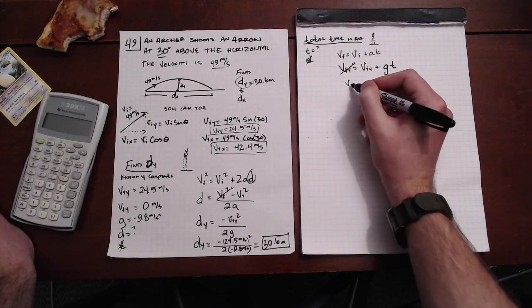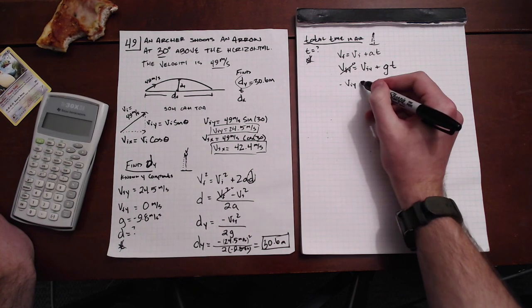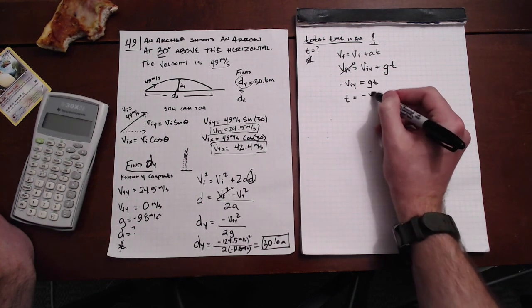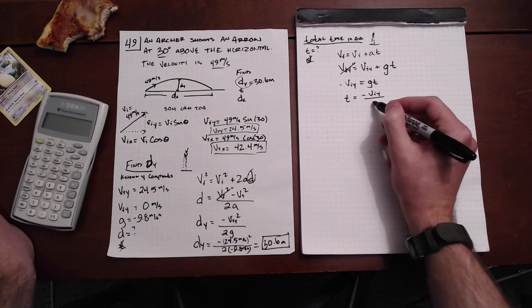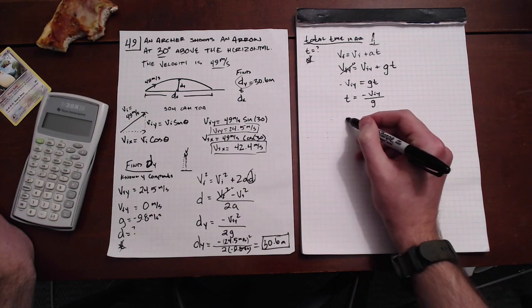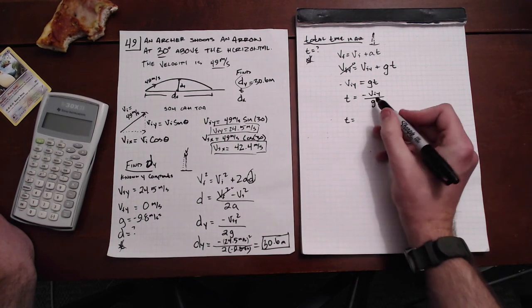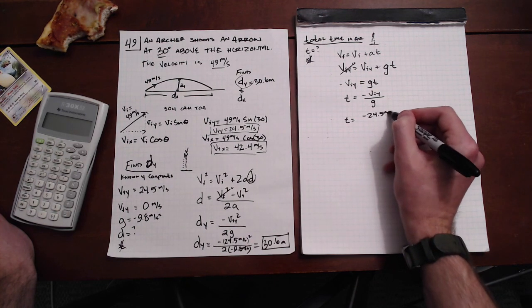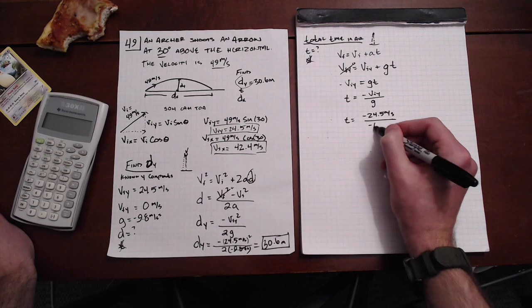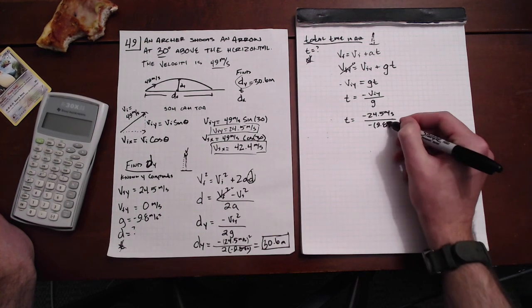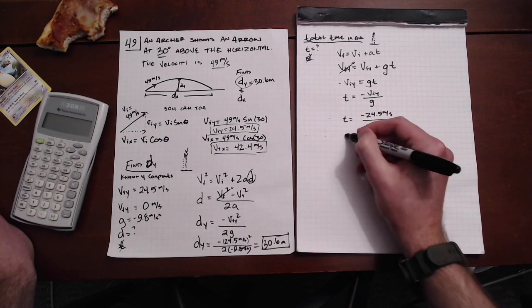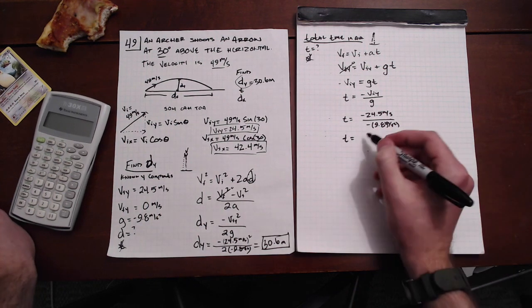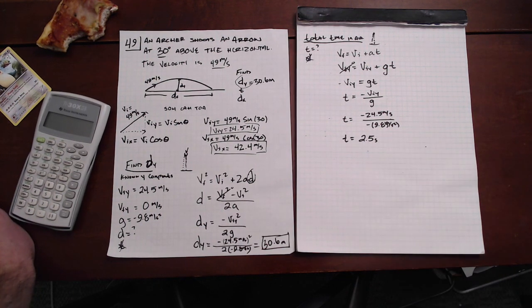So we're going to get something like negative v initial y equals gt, and then t is equal to negative v initial y over g. So then if we just plug in the numbers here, remember our v initial y is 24.5, so we get negative 24.5 meters per second over negative 9.8 meters per second squared. Always include your units. And we get, for a time, 2.5 seconds. 2.5 seconds. Okay?